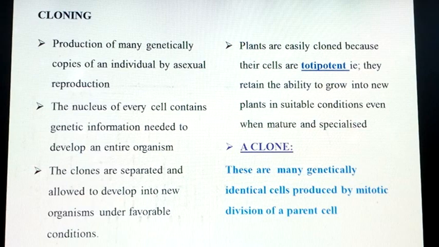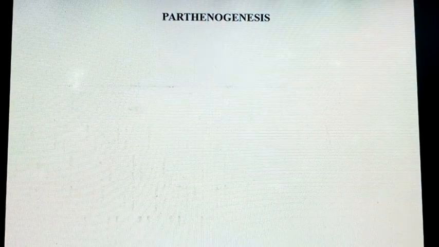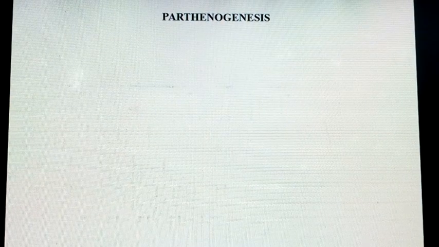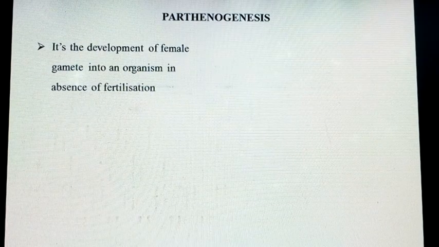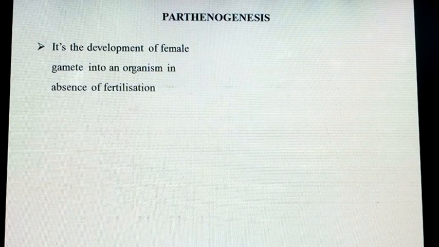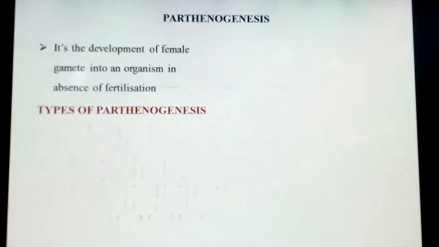So a clone is a group of many genetically identical cells produced by mitotic division of a parent cell, just like the way we've seen. Parthenogenesis is another. In this, we look at development of a female gamete in the absence of fertilization. This female gamete will develop through either the process of mitosis or the process of meiosis.